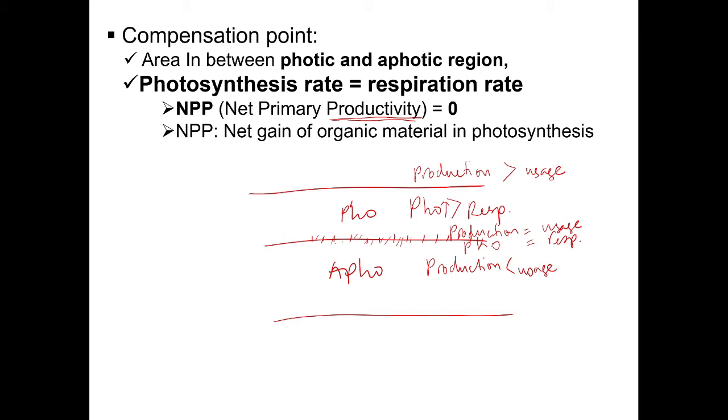Atau dia bagi nilai, in compensation point, the photosynthesis rate is 5 gram per berapa-berapa. Then calculate the respiration rate. Do not get nervous, because you should know that in compensation point the NPP is zero. So since photosynthesis is 5, respiration rate should be 5.